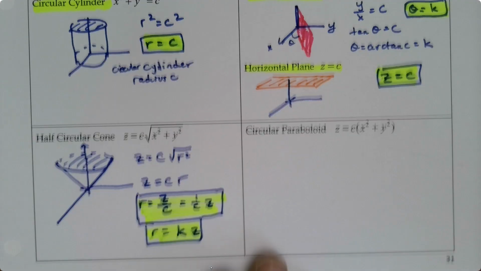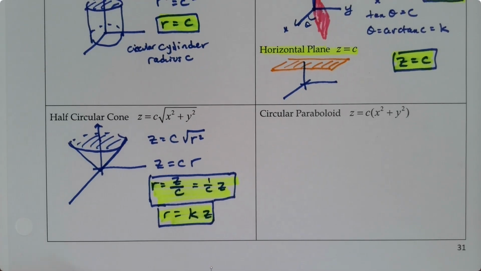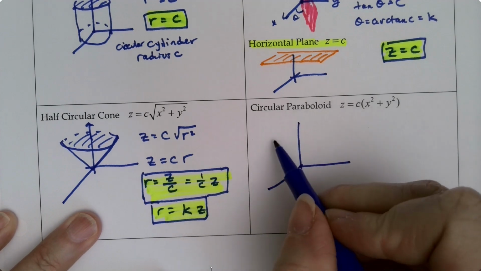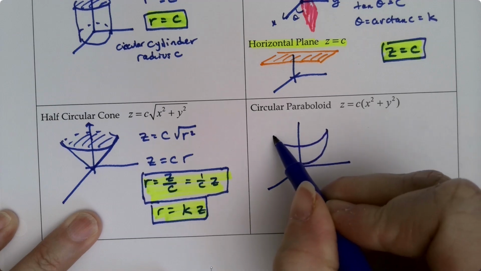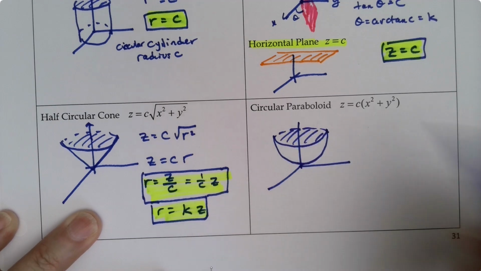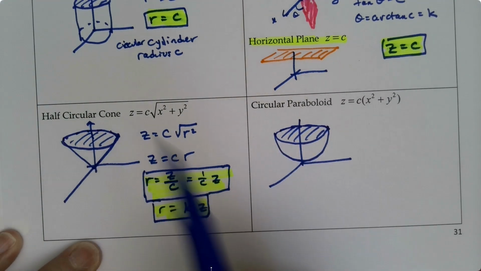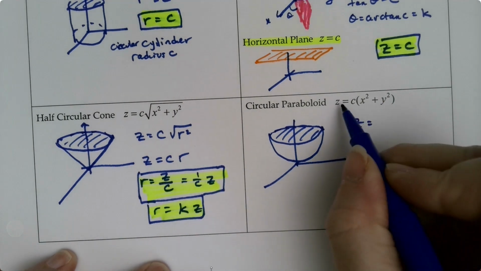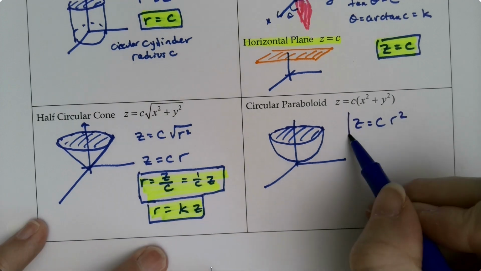Okay, and then the last one, we could see it coming in the Maple file, is a circular paraboloid. So a circular paraboloid is kind of a bowl shape, where the bottom is a parabola, kind of, if you look at it crossways. And then it creates this bowl shape here. So then that would be z equals c times r squared. So that's the equation for that.